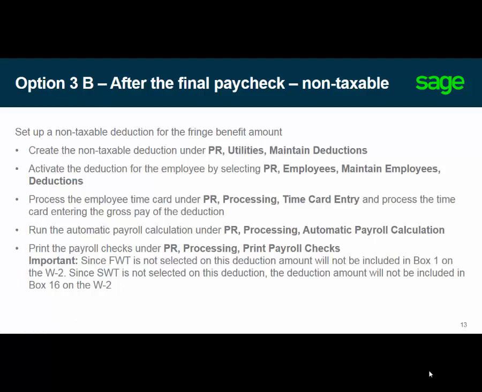Now let's take a look at the overview of the process on how to create the deduction for a non-taxable fringe benefit to be deducted after the final payroll check. Once we review the steps, we will go into a live demonstration on how to set this up. So the first thing that you're going to do is create a non-taxable deduction under Maintain Deductions. Then you're going to activate the deduction for the employee under Maintain Employees. Then you're going to process the employee time card, making sure that you enter the gross pay of the deduction. You're going to run the automatic payroll calculation, and then you're going to print the payroll checks.